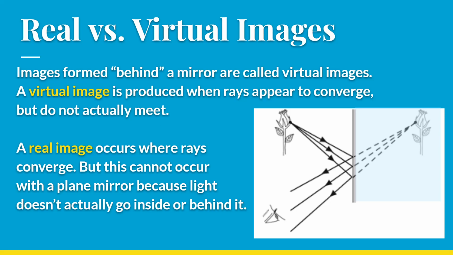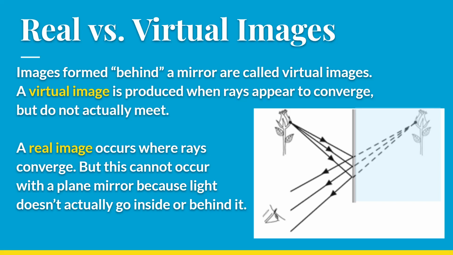You do need to know the difference between a virtual image and a real image, so I would definitely write down these vocabulary terms in your notes. A virtual image is produced when rays appear to converge but do not actually meet. I'm sure you already know this, but you're not actually behind the mirror. The light doesn't actually go back there. Your brain interprets it that way. It appears to do that. That's what makes it a virtual image.